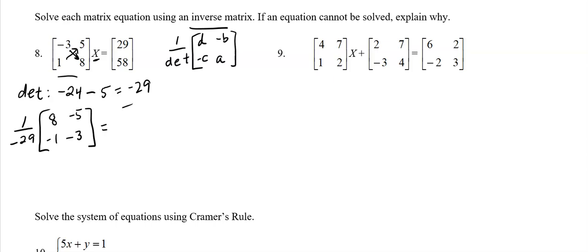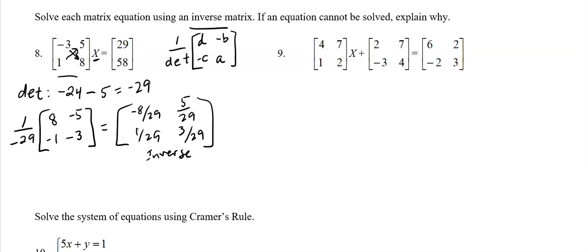All right, so when I multiply by negative 1/29, I get the inverse. Okay, so that is the inverse. And now to get my final answer, I need to multiply the inverse times this matrix on the right. You'll always find the inverse of the matrix beside the variable. We did that, and then use that matrix to multiply times the right side.